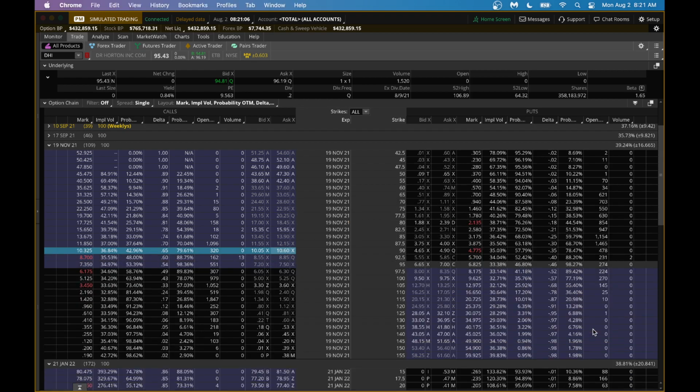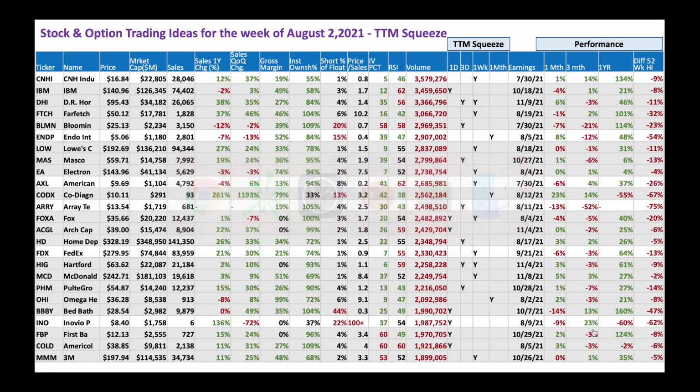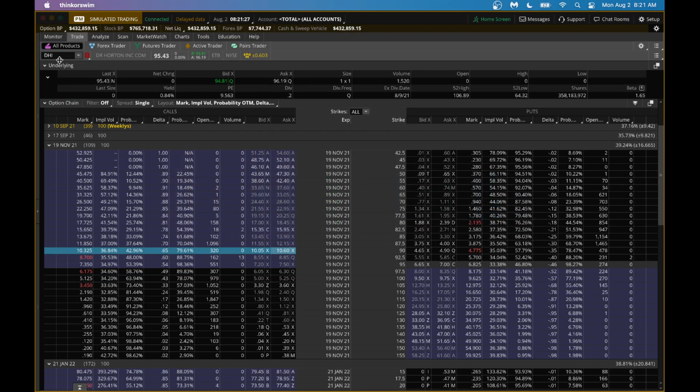So with that, probably we'll look at one more and go from there. As I scan through here, I see Hartford. It's an insurance company. They're just 9% below the 52-week high. We got a squeeze in a 1-day chart and a weekly chart, 3-day chart and a weekly chart. We could look at Hartford and see what's going on here. So HIG.